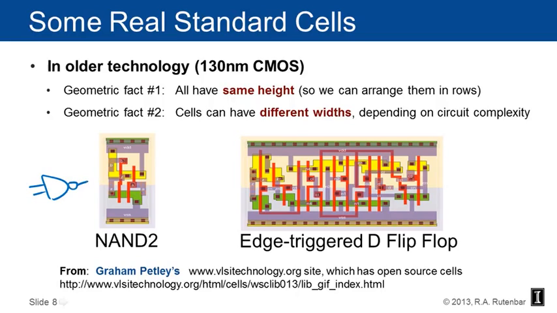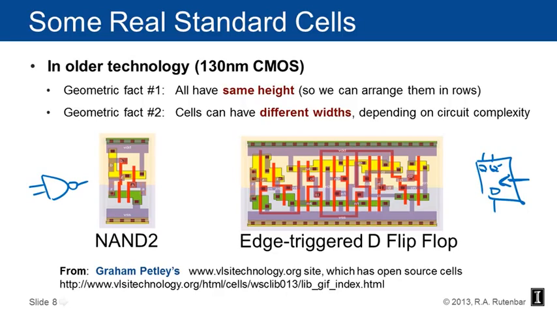And the cell on the right is an edge-triggered D flip-flop. So it's going to have a D input, it's going to have a Q and a Q bar going out, it's going to have a clock going in. The D flip-flop is much, much bigger than the NAND, and the reason it's got a lot more transistors in it is to be able to do what it does.